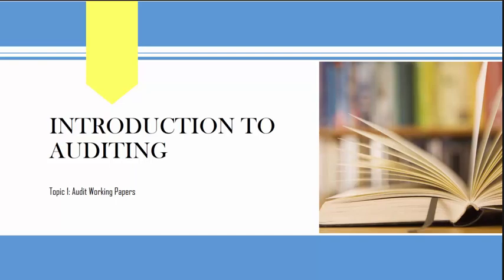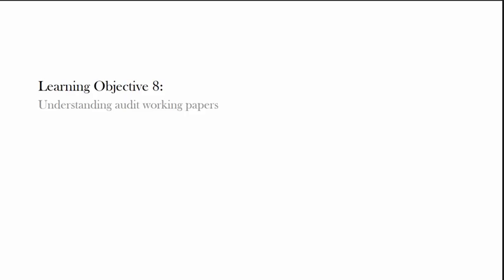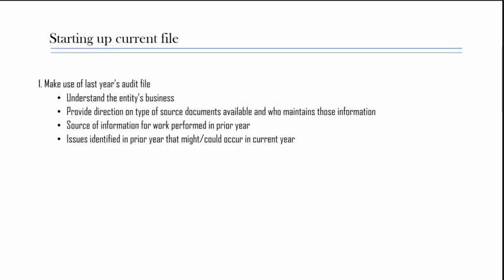So today we're going to look more into the audit working papers. Today we're looking at the documentation of audit working papers. As we go through this, you'll be able to understand what the different referencing and what the different tick marks mean. Okay, so as we start a new engagement, we need to create the new current year file.